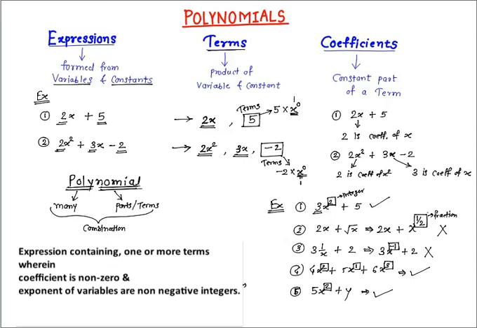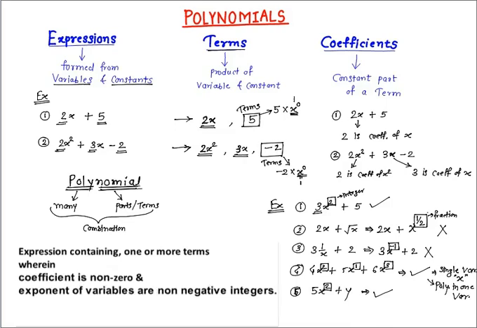Now if you observe the last two expressions, 4 and 5, we can see in the fourth expression only one variable is involved, that is, single variable x. Hence this is called a polynomial in one variable. And in this fifth expression, two variables are involved. Hence this expression is called a polynomial in two variables.